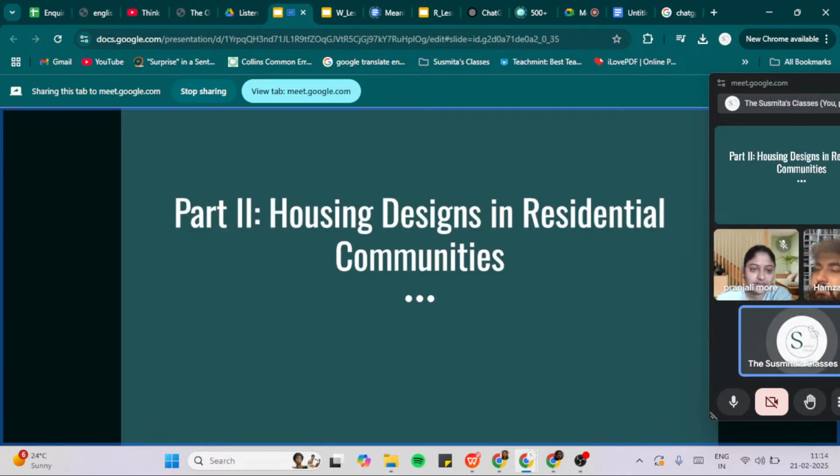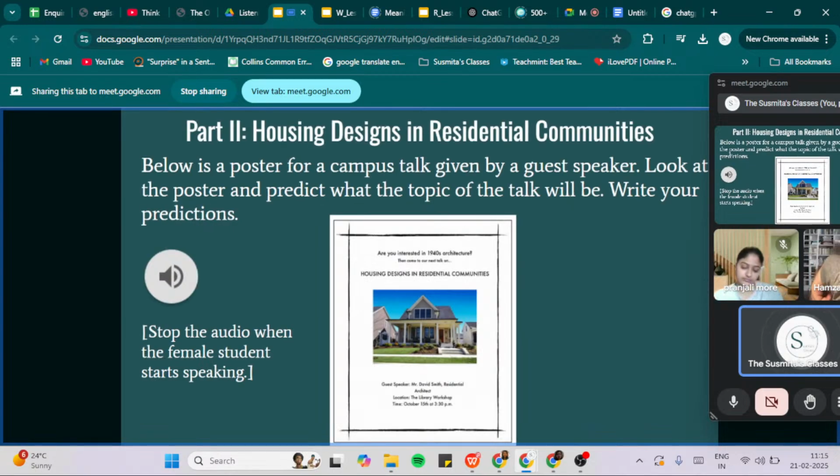Next, over here, we are going to look at housing designs in residential communities, which is the part 2 of our lesson. Okay, here we are going to do a listening exercise. You are going to listen to the beginning of a lecture given by a guest speaker. So you basically have a poster which has been given for a campus talk, okay, which is of course by a guest speaker, as I told you. First, you have to look at the picture and tell me what do you think the topic is going to be about. I hope you guys can see it clearly. I will just share the handout also with you guys.